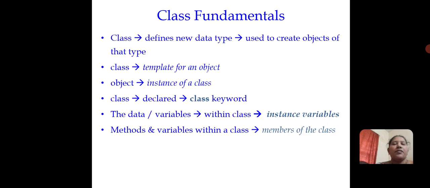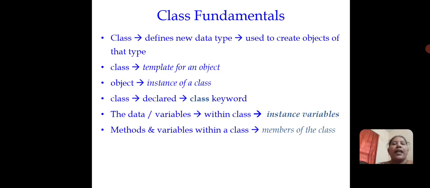So class is defined as a new data type, and it is used to create objects of that new data type. So class is nothing but a template for an object, and through the object only you will be able to access all the variables and methods in that class from the main class. So that is what an object is, an instance of a class.